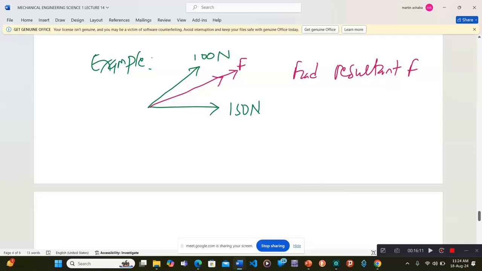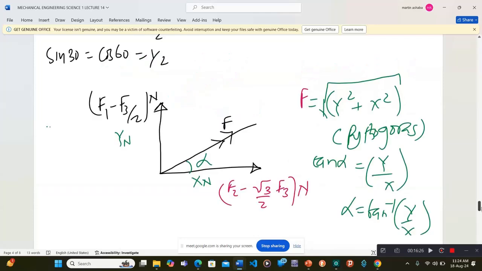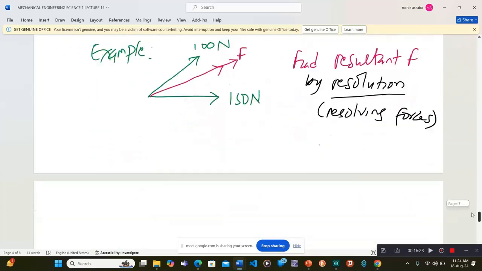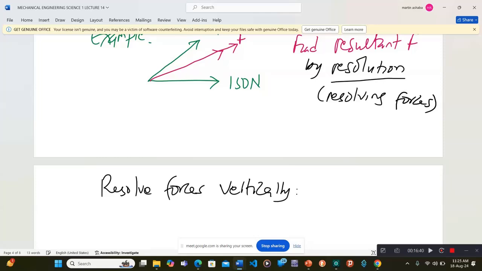Now, by resolution, or resolving forces, we are going to resolve these forces vertically. Now, remember, this angle was 45 degrees.